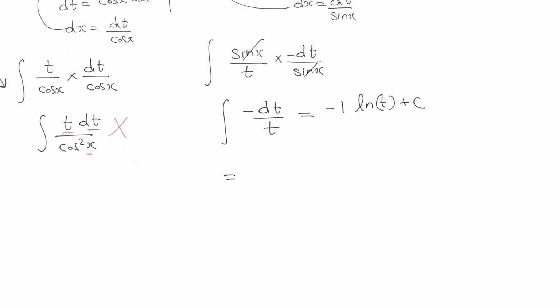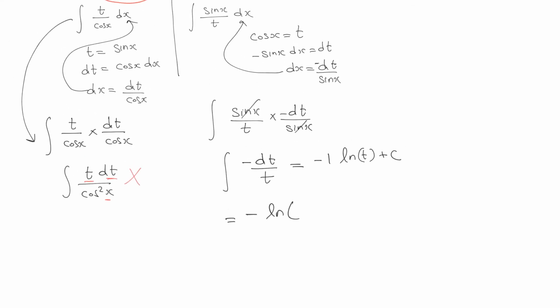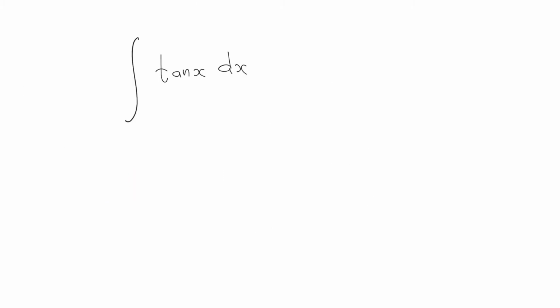So our final answer will be minus ln of, since we considered cos x equal to t, cos x, plus c. This will be our final answer. You may not be able to understand it in the first go, so I suggest you revise it one or two times, or I'll explain it once again in detail.